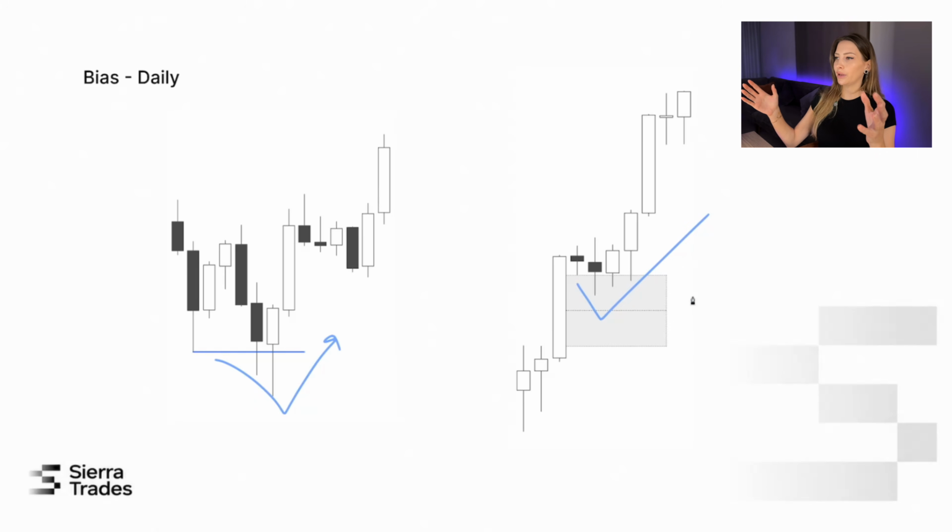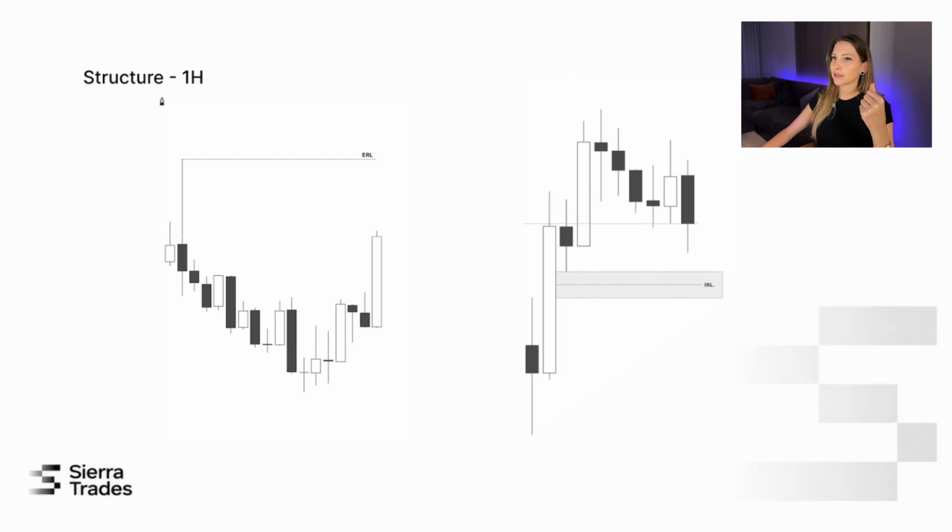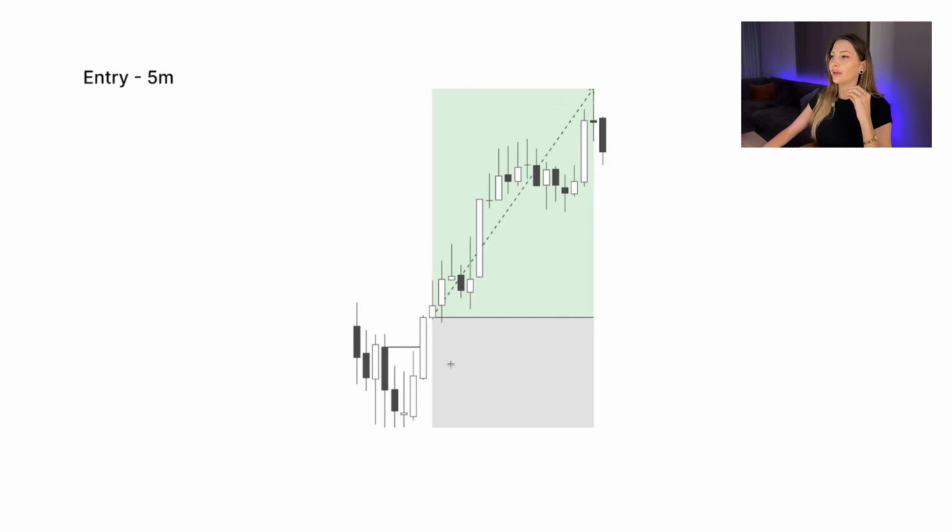Once I have that picture, I drop to the middle time frame. The middle time frame, in this case the 1 hour, tells me the chapter I'm in. Is the structure aligned with my bias? Is price approaching an external range liquidity or an internal range liquidity? And then, only then, I go to the lower time frame and look for the entry.